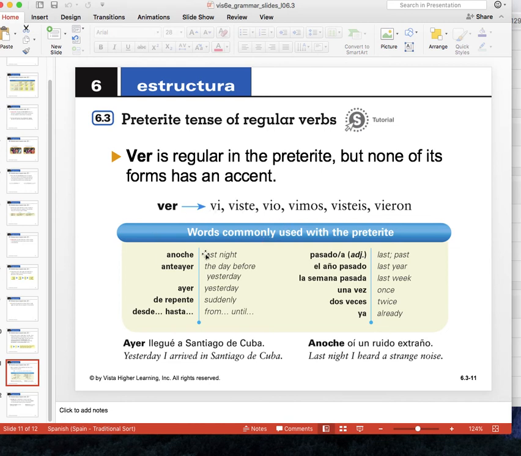And lastly, here you have a list of words that are commonly used in the past tense, so these you'll want to learn. So we already saw this word earlier. Repita, por favor. Anoche. Anteayer. It's one word. Anteayer. So the day before yesterday. Ayer. De repente. So if we're telling a story and we say suddenly, then we use the preterit. If we say desde, hasta, we also use the preterit. Pasado. El año pasado. La semana pasada. Una vez. Dos veces. Y ya.